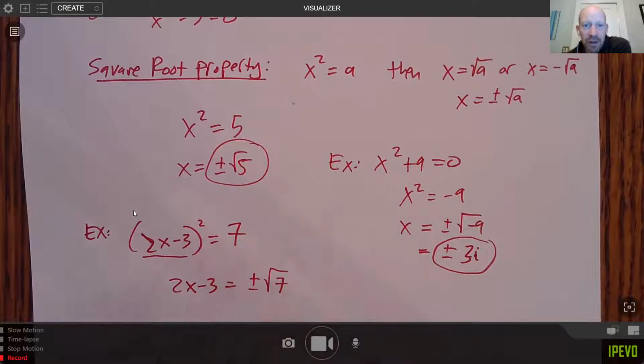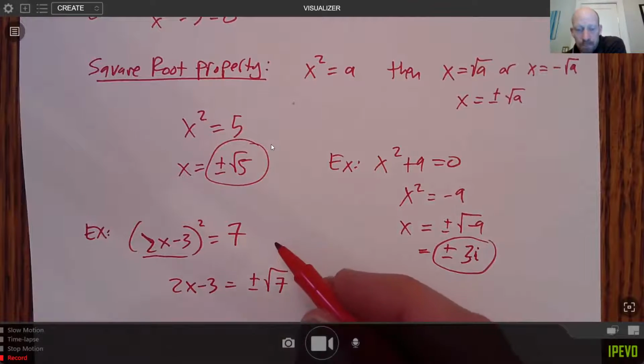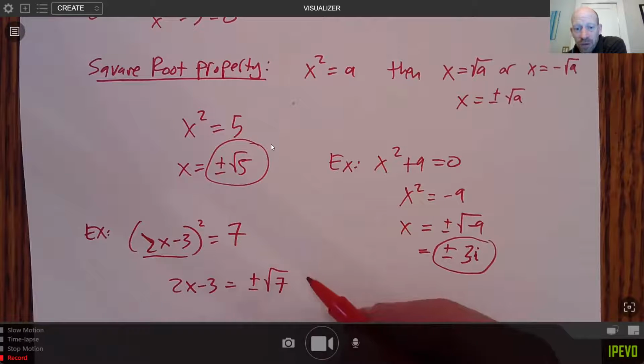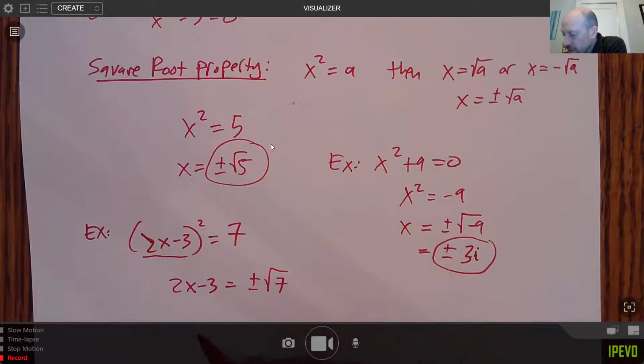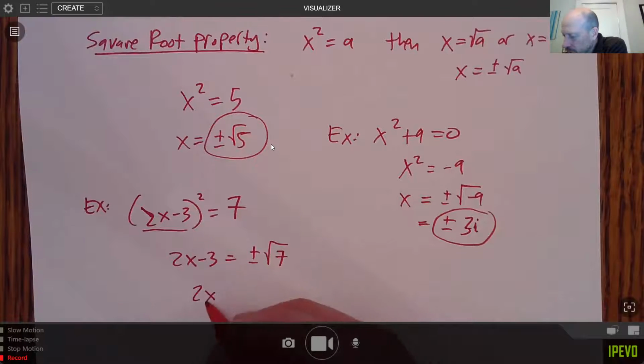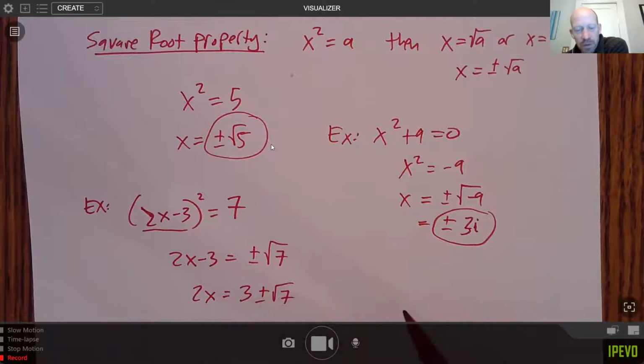If I square it, then I would get 7, right? Either one of these values. Now I just have to do a little bit of extra work here to figure out what x is. And it is easiest to just work with the plus minus and keep it here. You could do these separately, like plus the square root of 7 and then minus the square root of 7, but you're going to end up with the same answers either way.